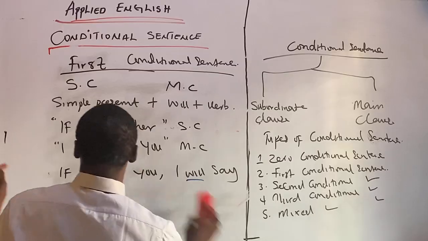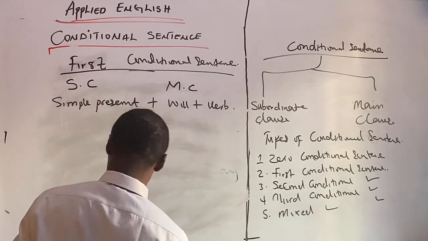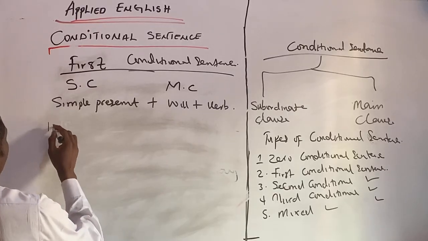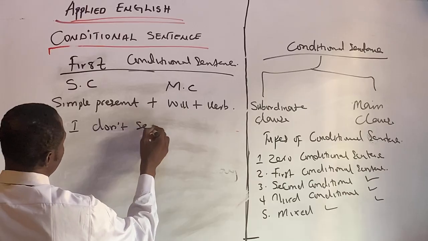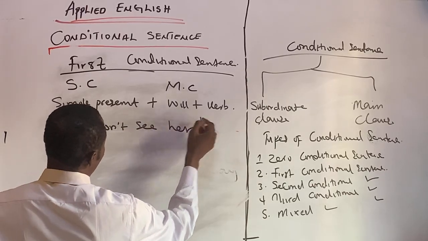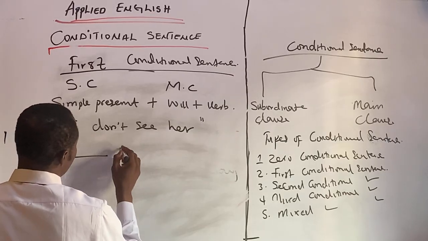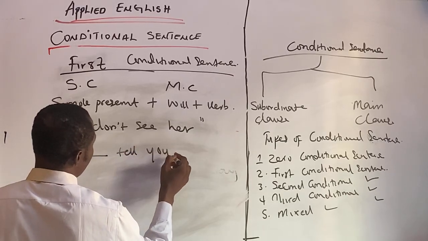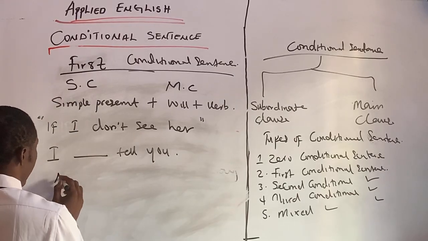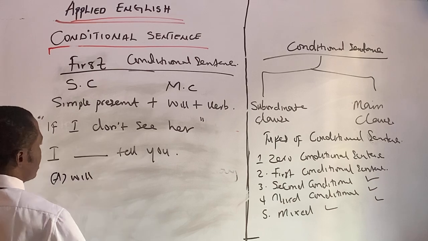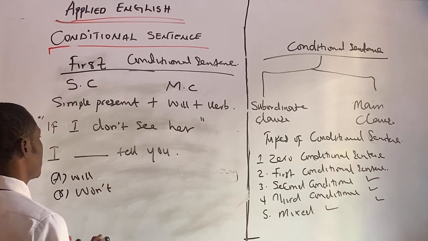Now, for instance, if I have the sentence, if I do not see her, all right, I dash tell you. So, what's the answer? If I do not see her, A, I will tell you. B, I won't tell you. So, what should be the answer?